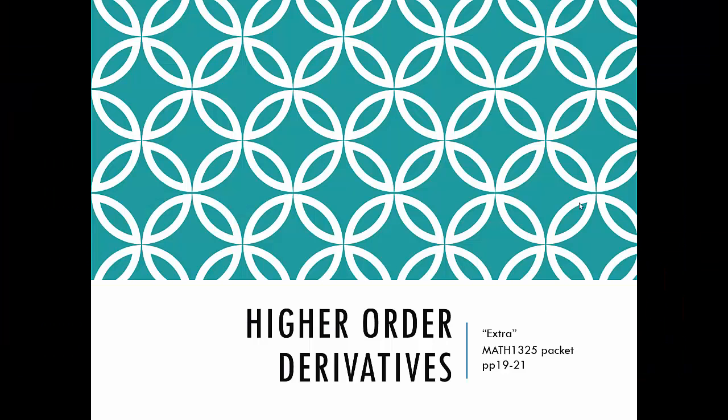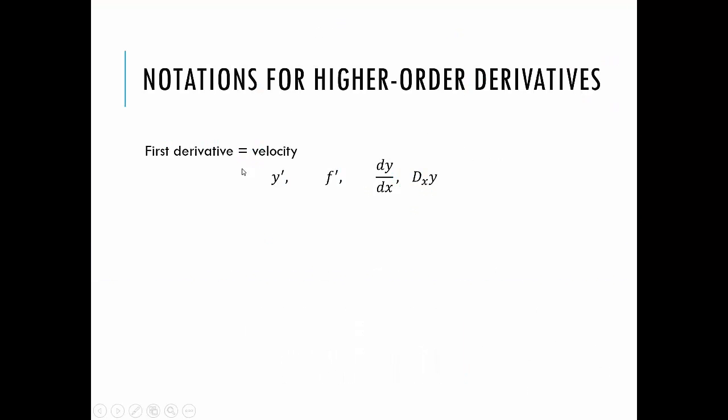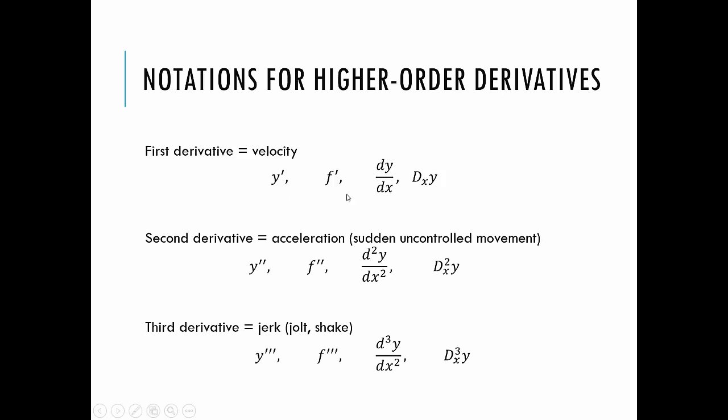Let's look at higher order derivatives. There's not really too much of this in your textbook, so you'll want to look in the math packet for some example problems. The first derivative we call velocity, the slope, okay, all of that means the same, where if we take the second derivative, that's acceleration, the third derivative is called the jerk or jolt and shake.